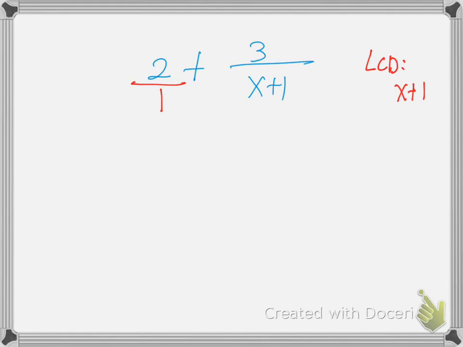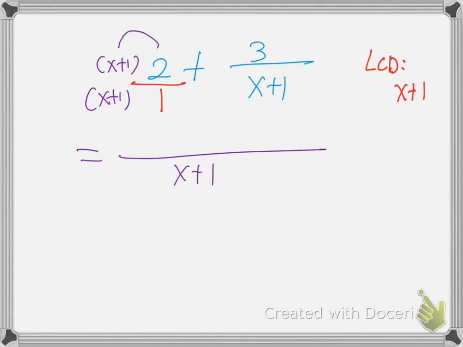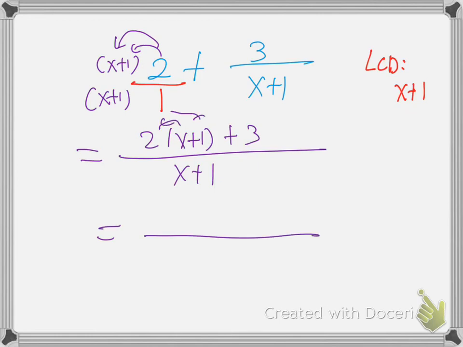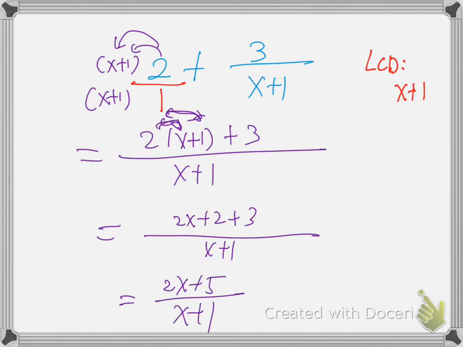Now you just need to change the first fraction to denominator x plus 1. So multiply by x plus 1 over x plus 1. So we got 2 times x plus 1 plus 3. Let's write down one more step, and then distribution. So 2x plus 2 plus 3, and then x plus 1 in the bottom. So this is 2x plus 5 divided by x plus 1. So for the integer case, for common denominator, just put the denominator 1.